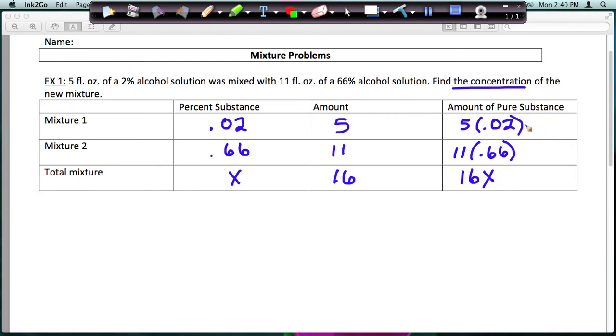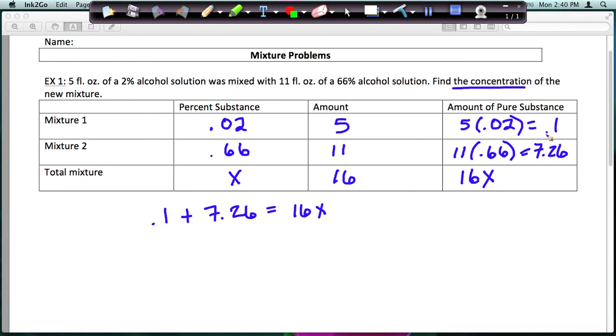I'm going to go ahead and do this multiplication up here just so there'll be a little less to write down below. This is 0.1 and this is 7.26 when you do that multiplication. So to set up the problem, it's the amount of pure alcohol in mixture 1, so 0.1, plus the amount of pure alcohol in mixture 2, so 7.26, has to equal the total amount of pure alcohol in that mixture, which is 16x.